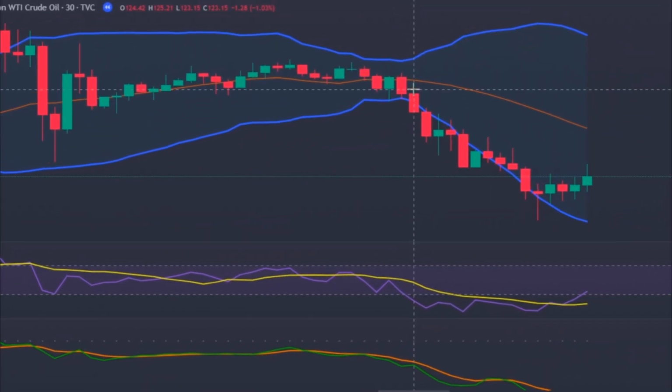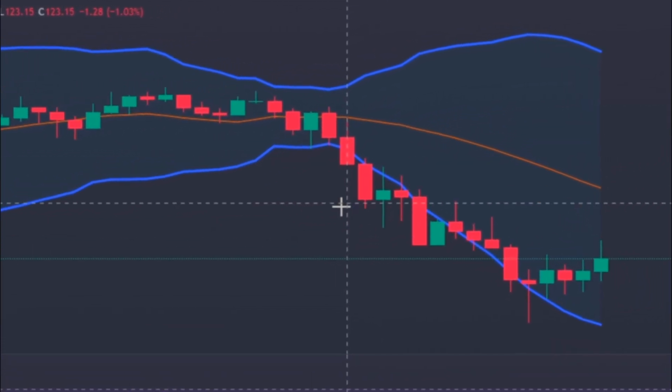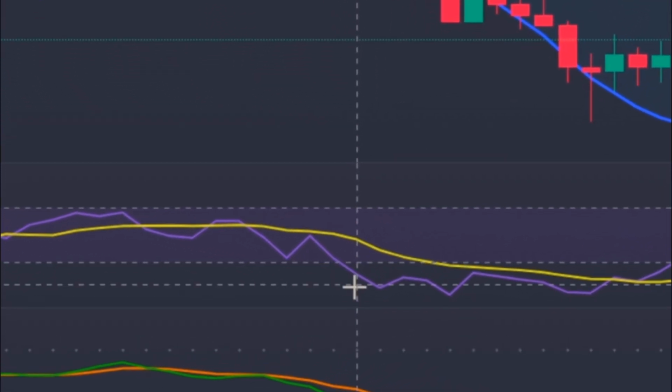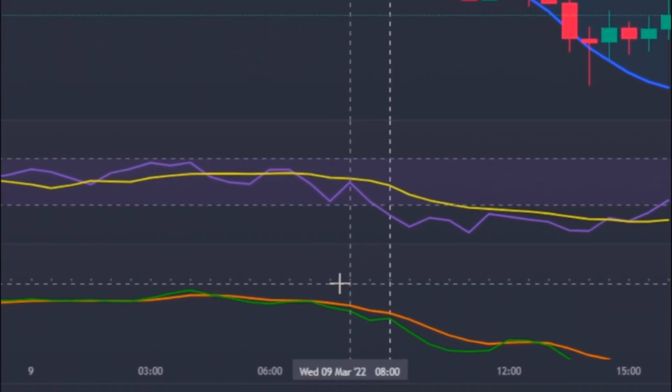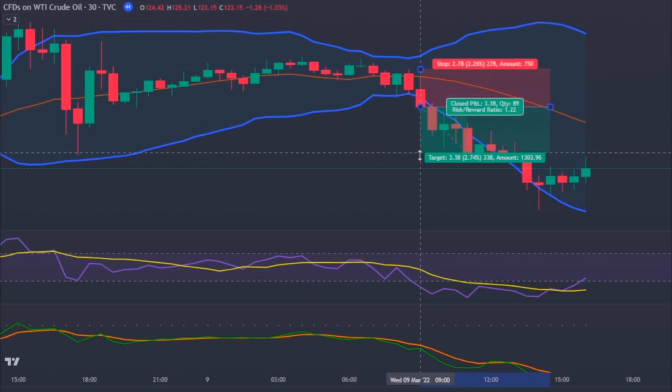And every time the price crosses and closes under the lower band of the Bollinger Bands, the RSI is below the yellow line and below level 35, and the green line of the volume flow indicator is under the orange one and below the zero level, it means it's time to enter in a short position.